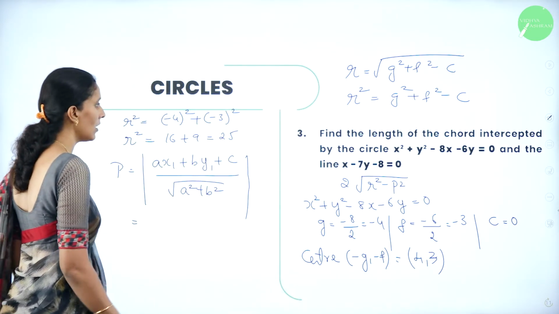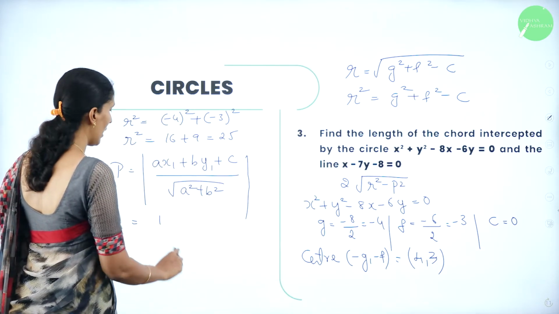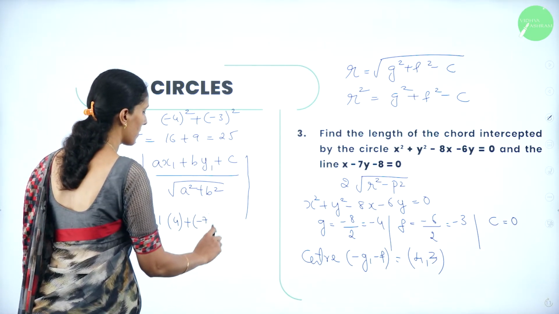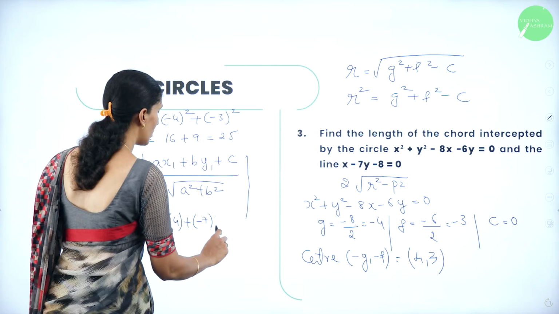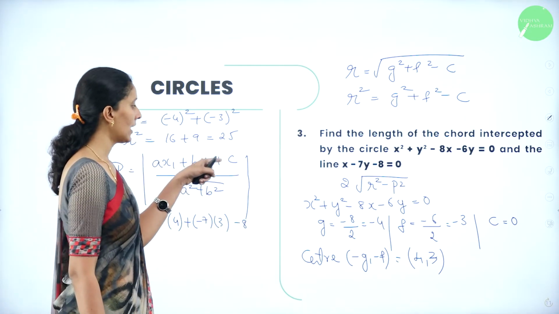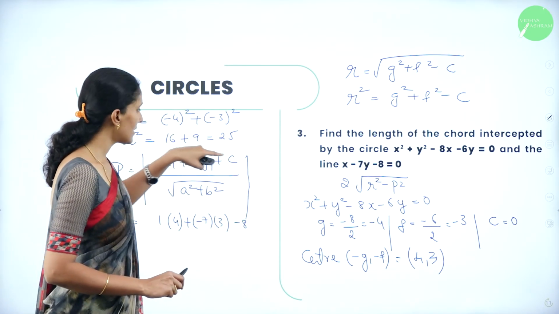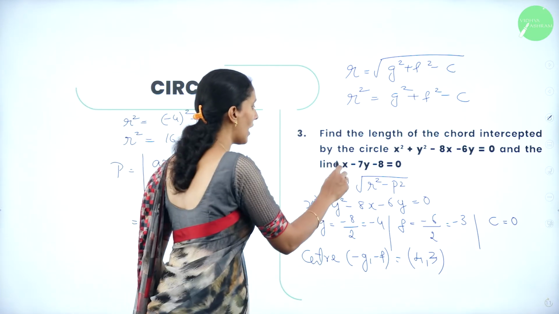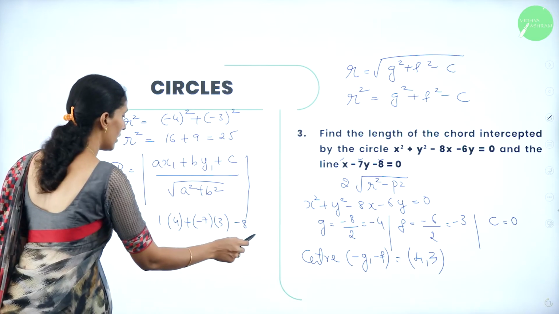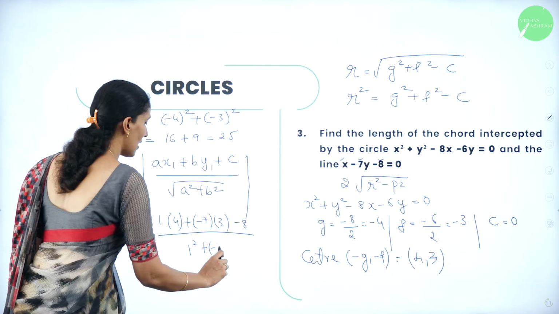Let us substitute here. The value of a, b, c: a is equal to 1, x1 is 4, b is equal to minus 7, next we have 3 and constant is minus 8. So, don't take the value of c as 0 in the case of circle. Here a, b, c represents the coefficients of the line, which is x, 7 and 8. So, therefore, divided by 1 square and here b value is minus 7 whole square.